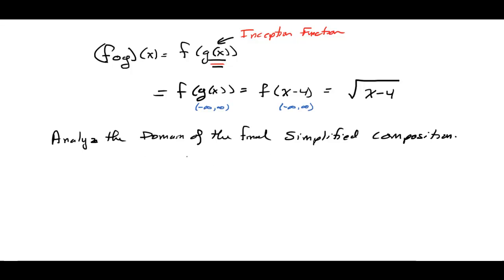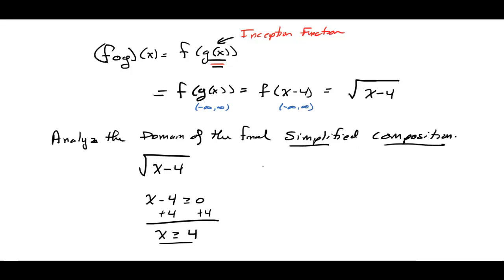So we have that square root of x minus 4. So this is a radical with an even index. So we know the radicand must be positive. So we add 4 to both sides, and we get x must be greater than or equal to positive 4. So that's the domain of our final simplified composition.